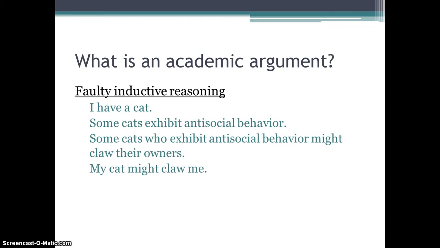I have a cat. Some cats exhibit antisocial behavior. Some cats who exhibit antisocial behavior might claw their owners. My cat might claw me. This is making something of a leap. If we notice, between "I have a cat" and "some cats exhibit antisocial behavior," there's a rather big leap. Just because I have a cat doesn't mean my cat's going to be antisocial.